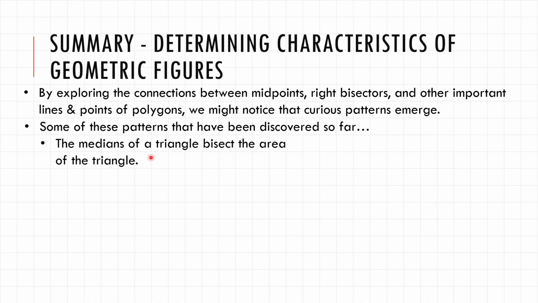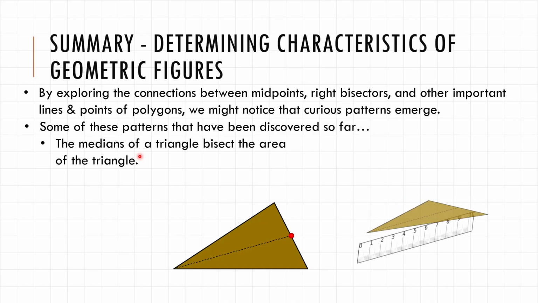Next up, the medians of a triangle. So a median, remember, is when you go from one vertex of a triangle to the midpoint of the other side. That line is the median. We notice that that perfectly bisects the area of the triangle. In other words, if this was made of cardboard, you can even balance that piece of cardboard on the edge of a ruler. Half the weight will be on one side and half will be on the other.